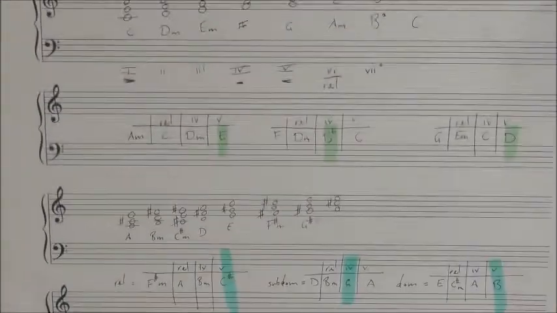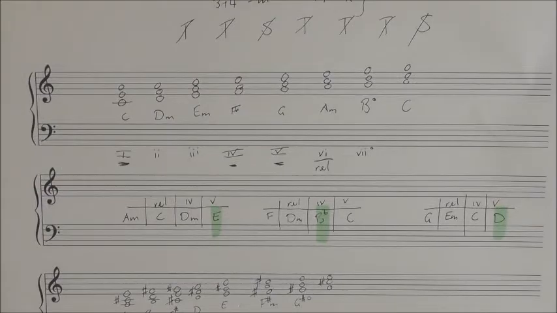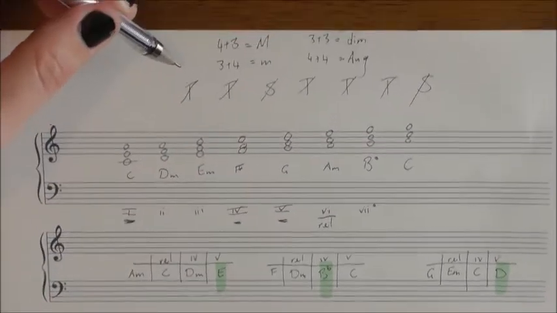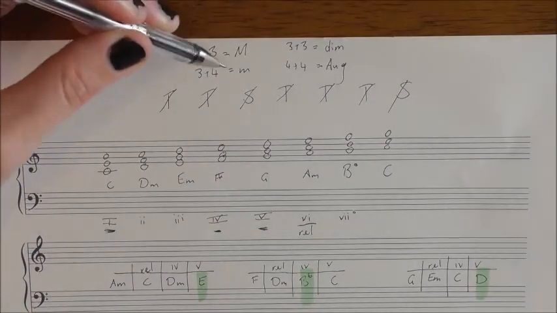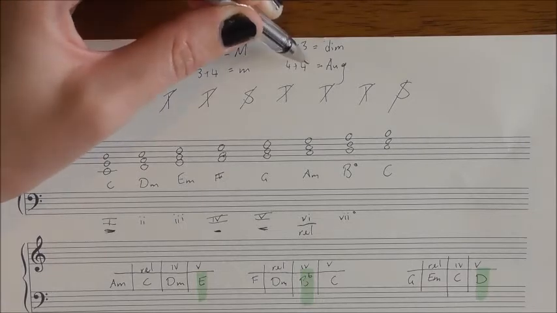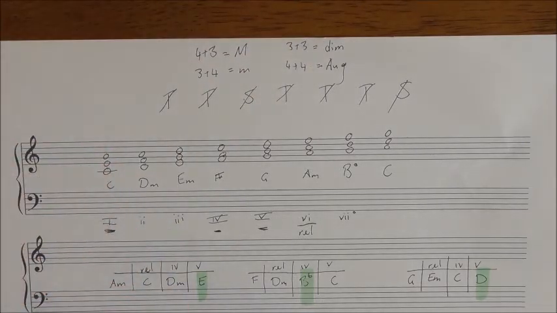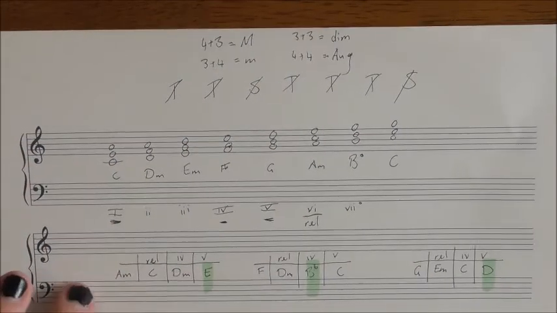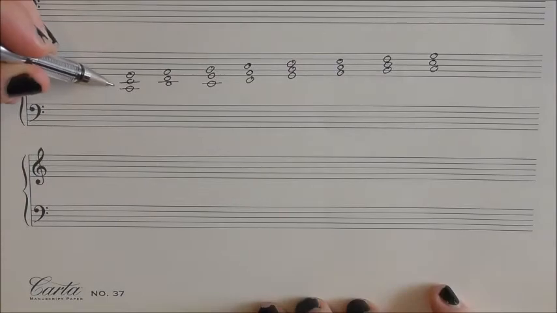Okay, now I know I went crazy fast when I was talking about all of those formulas up the top here. 4 plus 3 is major, 3 plus 4 is minor, 3 plus 3 diminished, 4 plus 4 is augmented. So I'm just going to go through it very quickly to show you what those formulas actually mean. Okay, so going back to here. We've got A, C, and E.